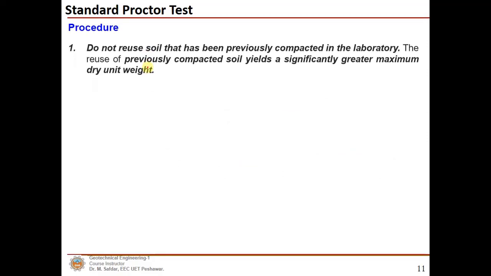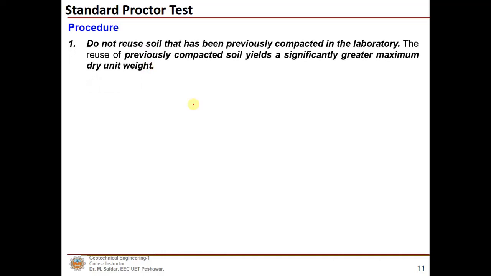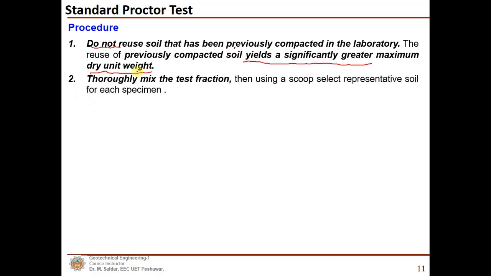What's the procedure? Do not reuse the soil that has been previously compacted in the laboratory. The reuse of previously compacted soil yields a significantly greater maximum dry unit weight. So we need to use fresh soil. We need to mix the water content with the soil so that particle crushing and particle reorientation won't occur, as it would in pre-used soil.